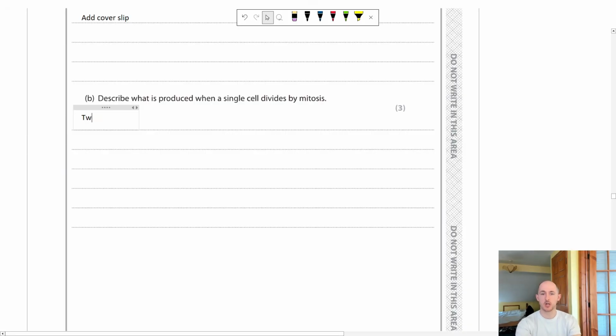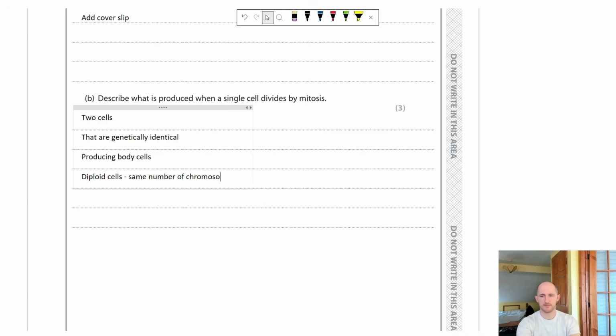Well, it produces 2 cells. Meiosis doesn't produce 2 cells, if you remember. It produces 4. 2 cells that are genetically identical. And generally speaking, we're producing body cells. You could also say that it produces diploid cells, which basically means that they have the same number of chromosomes as the parent. I would say this is probably the weakest point, the producing body cells.